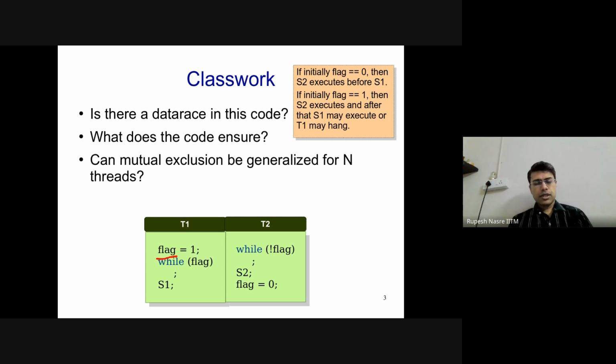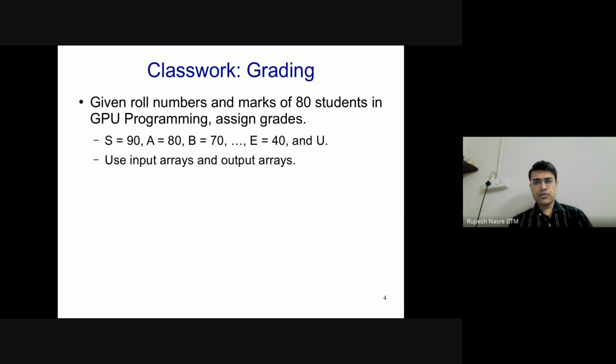Okay. So what we are going to do is essentially the histogramming work that we were discussing. We'll come to the mutual exclusion part soon, but this is to give you some glimpse of where you will require synchronization, right? So if you have roll numbers and marks of, let's say, some 80 students in GPU programming, and we want to assign grades. In IIT Madras, we have these grades called S, A, B, all the way up to E, and then U means a fail grade. So I set the cutoffs as 90, 80, 70, E equal to 40, and anything below 40 is U.